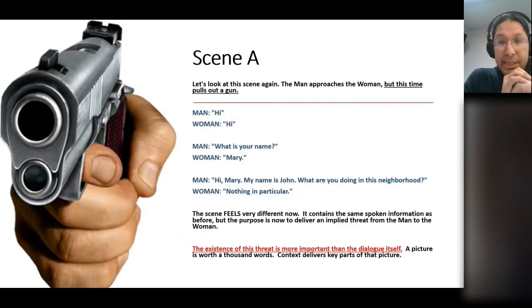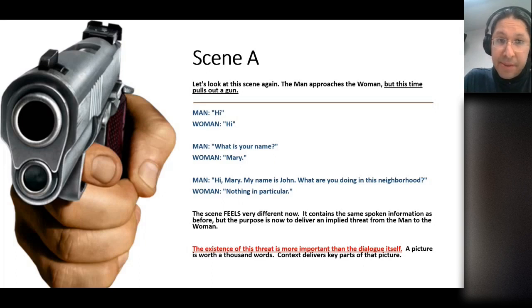Now, let's look at this scene again. The man approaches the woman, but this time pulls out a gun. Hi, what is your name? Mary. Hi, Mary, my name is John. What are you doing in this neighborhood? Nothing in particular. The scene feels very different now. It contains the same spoken information as before, but the purpose is now to deliver an implied threat from the man to the woman. The existence of the threat is now more important than the dialogue itself, and in fact is more important than almost any dialogue these characters could be speaking.